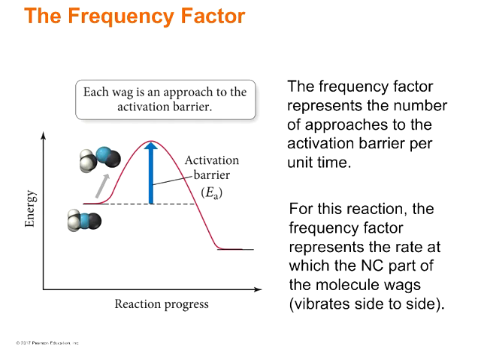All right. So for this particular reaction, the isomerization reaction, the frequency factor will represent the rate at which the carbon-nitrogen part of the molecule wags or vibrates side to side. So how many molecules are actually going to gain enough energy in order to potentially form the product? That's our frequency factor.